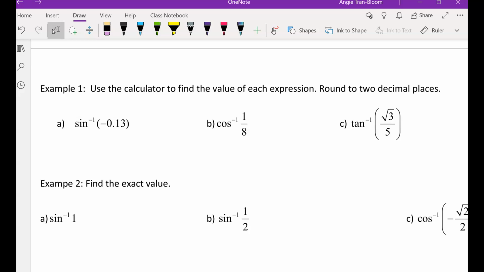So wait, this is how many radians? No, that is radius. That's definitely radius. Okay, but just try to break that down. Okay, that's how many pi radians.